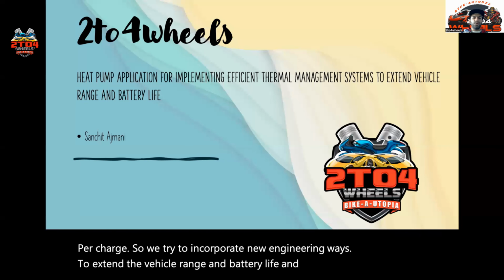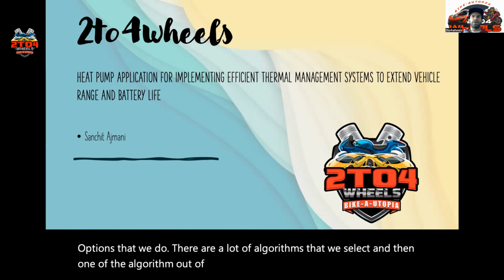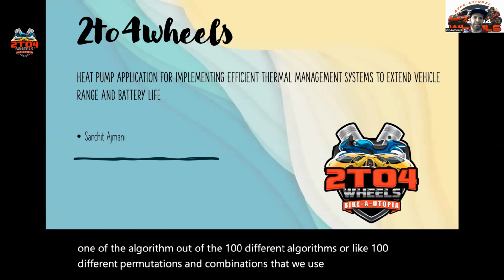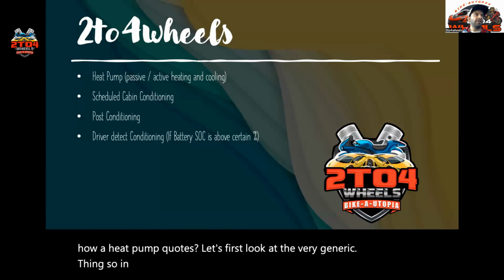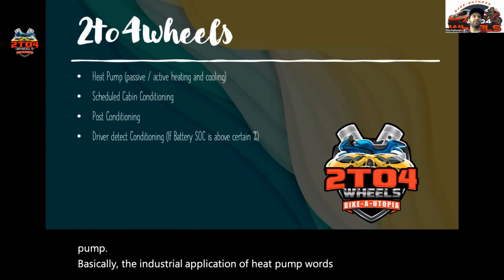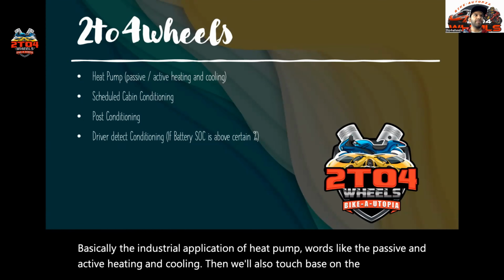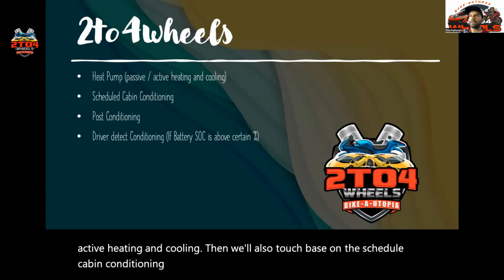And there are a few options that we use. There are a lot of algorithms that we select, and one of the algorithms out of the 100 different permutations and combinations that we use is a heat pump. In this presentation, I'll be touching upon how the industrial application of a heat pump works, the passive and active heating and cooling. Then we'll also touch base on the scheduled cabin conditioning, the post cabin conditioning.